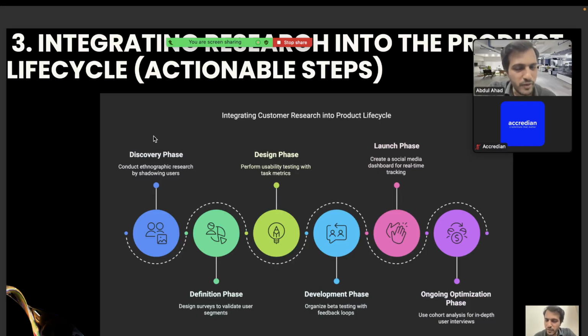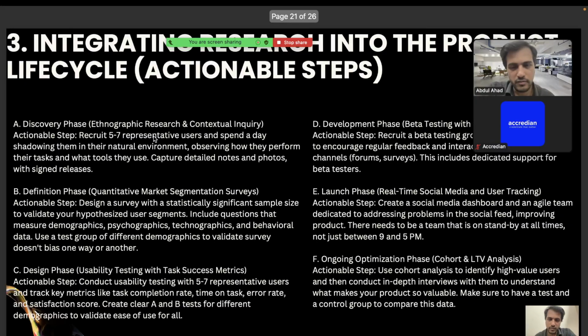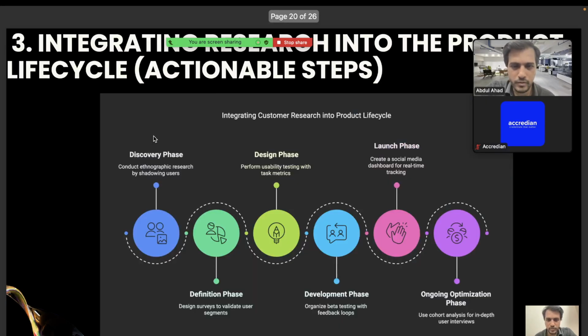Then we move to development, where we take all this data and make changes, prioritize our work, and bring all the user feedback data into our prioritized list of maybe user stories, make improvements on it, launch the product, and then find out how it is evolving. Next, we can talk about integrating this into our product life cycles: the discovery, definition, design phase, development phase, launch phase, and ongoing optimization. We spoke about it just now over here.